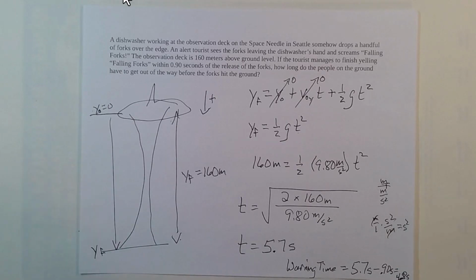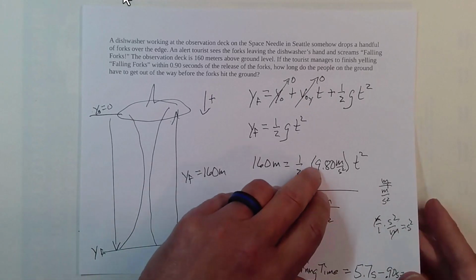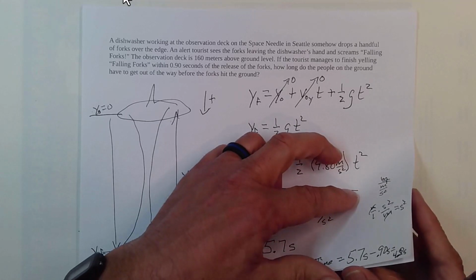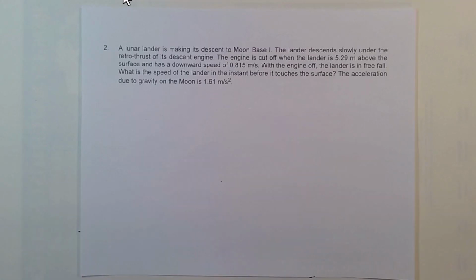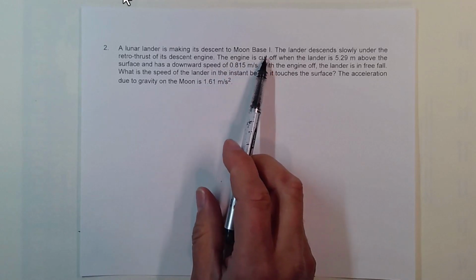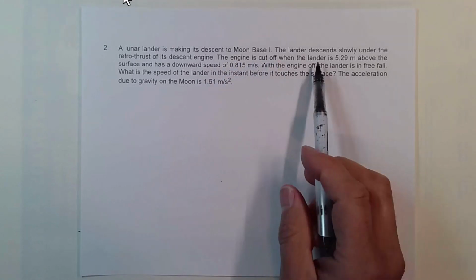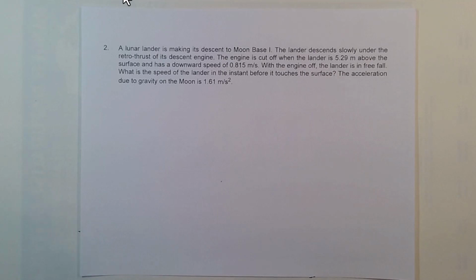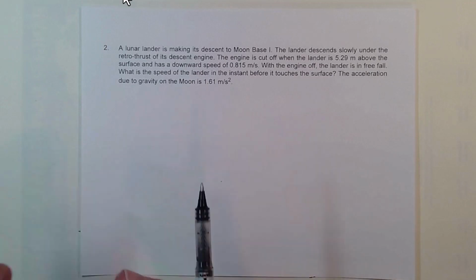All right. Who would have known in the Pacific Northwest such a thing could happen? Now let's go to the moon. A lunar lander is making its descent to Moon Base 1. The lander descends slowly under the retro thrust of its descent engine. That's an engine that's pushing upward on the lander to slow its descent.